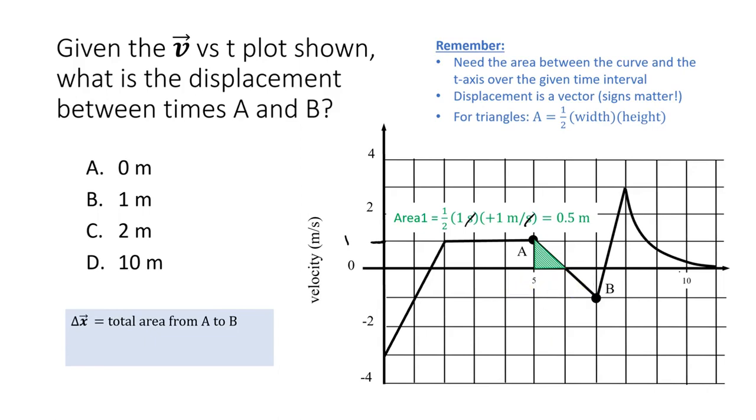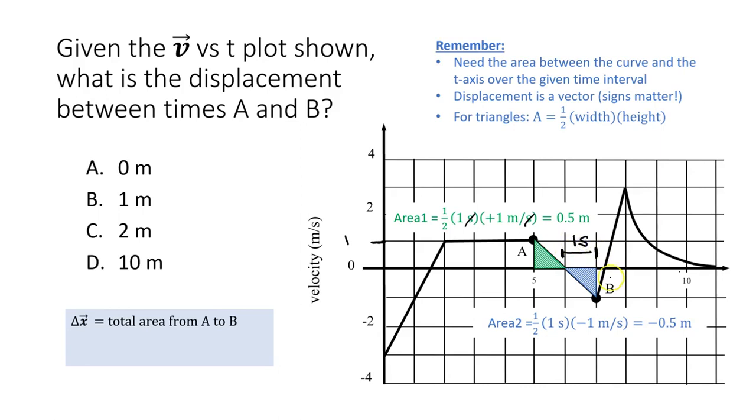Okay, next I need the second piece of area between the curve and the time axis. So I would actually go ahead and draw in a second triangle. This time it's upside down, right? And so my elapsed time, again, this is going to be from t equals 6 seconds to t equals 7 seconds. And so then I would still have a base or a width of 1 second here.